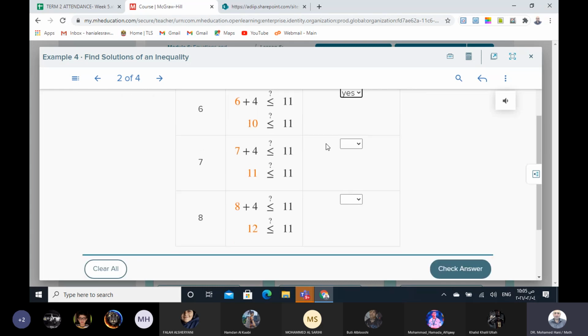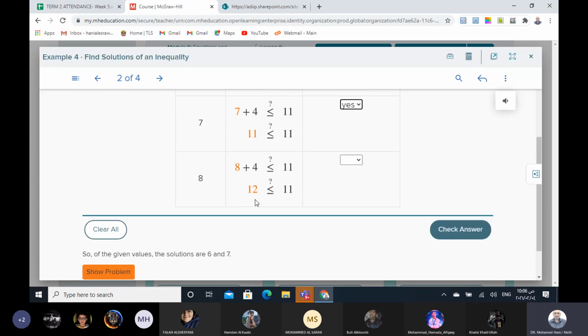Yes, this is true. Now substitute 7. Put the value of a as 7. Is 7 plus 4 less than or equal to 11? I don't know, put here a question mark. Now 7 plus 4 will be 11. Yes, 11 equals 11. So we can write yes, because 11 equals 11. We have here equal.